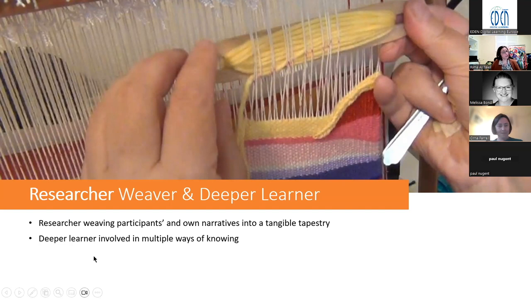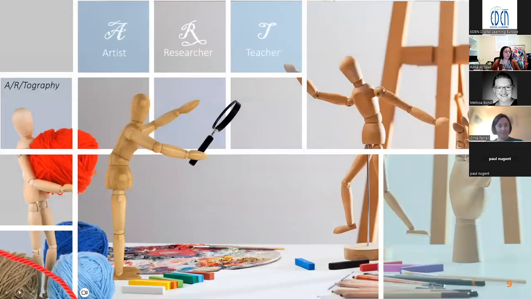As a deeper learner, because I don't know how to weave, I'm an artist, I do art, I'm creative in that aspect, but I do not know how to weave. So I wanted to try to teach myself how to weave. This decision allowed me to bring my whole self, my entire identity as an artist, researcher, and teacher, into this scholarly work.